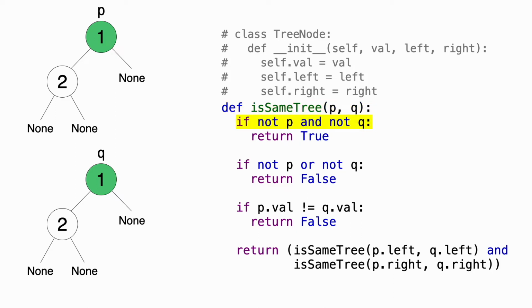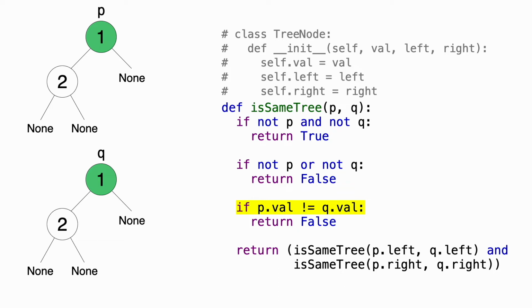So P and Q are both nodes, so not P and not Q is false. Then let's check the next condition to see if one of them is None. This condition evaluates to false or false, so it's still false. So now that we know that both P and Q are nodes, let's check their values. Both P.val and Q.val are 1, so they are equal to each other, and this condition is false.